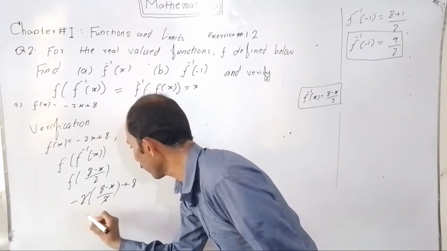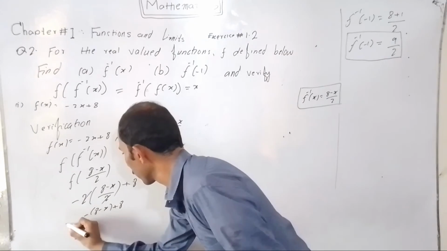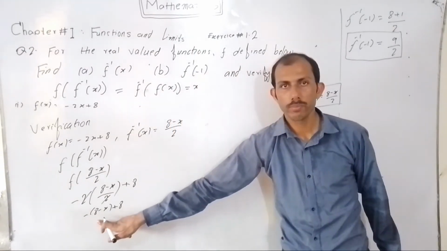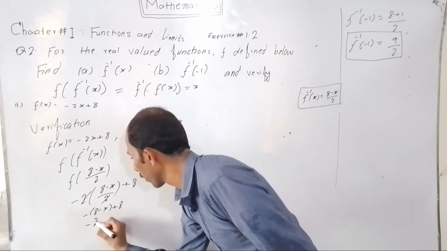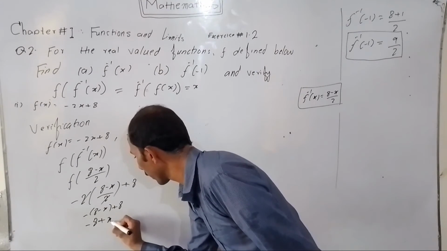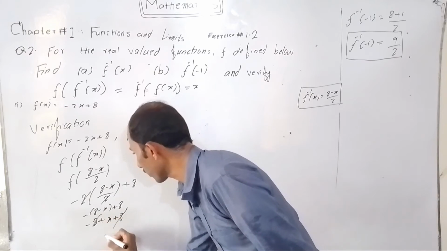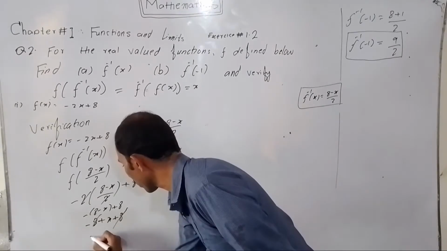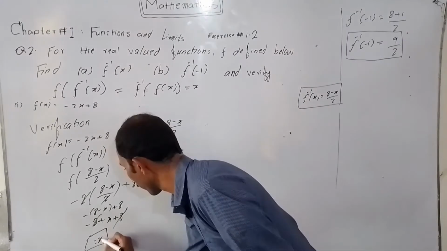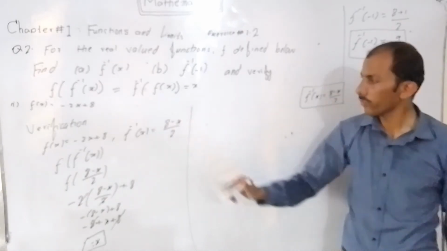Minus 2 and 2 cancel, minus into 8 minus x plus 8. Minus multiply minus plus, minus 8 plus x plus 8. Minus 8 and plus 8 cancel, is equal to x. Next, f inverse into f of x.